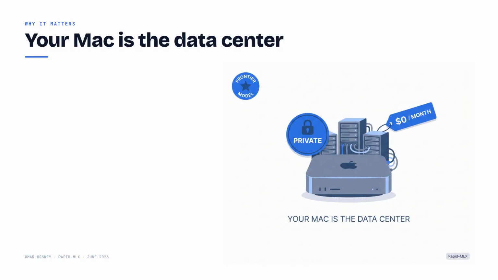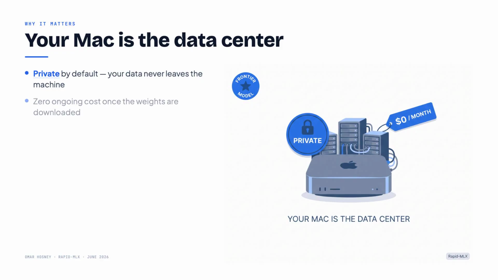So why does this matter? It is private by default. Your data never leaves the machine. It costs nothing once the weights are downloaded, and it puts frontier-class models, running fast, on hardware you already own.